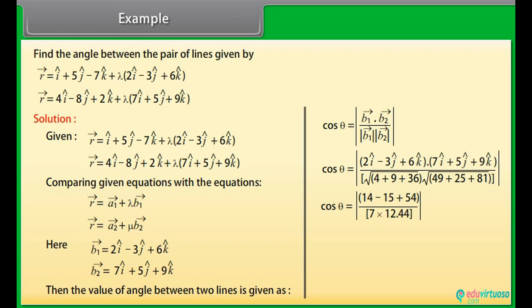Cos theta equals modulus of 14 minus 15 plus 54 divided by 7 into 12.44, which equals modulus of 53 by 87.08. Theta equals cos inverse 53 by 87.08. Theta equals 52.51 degree.